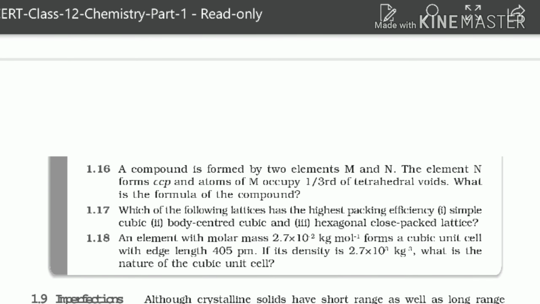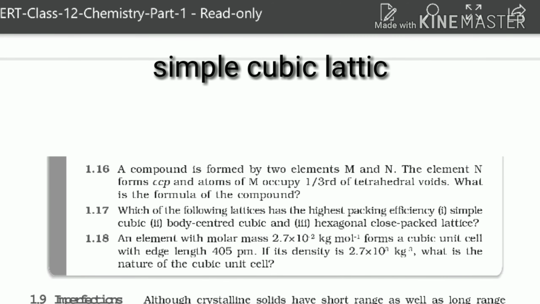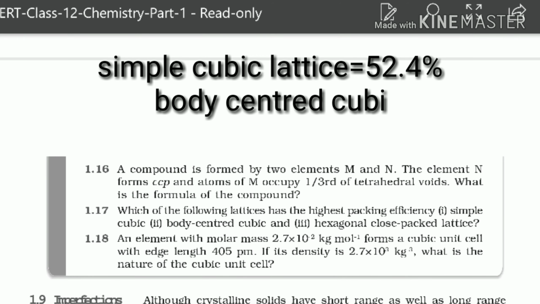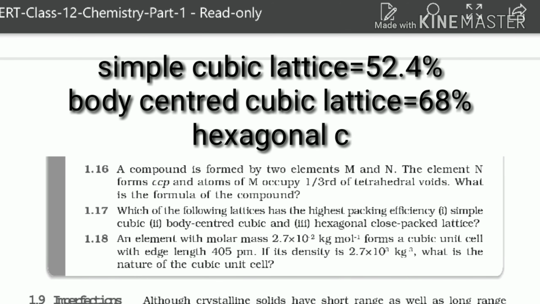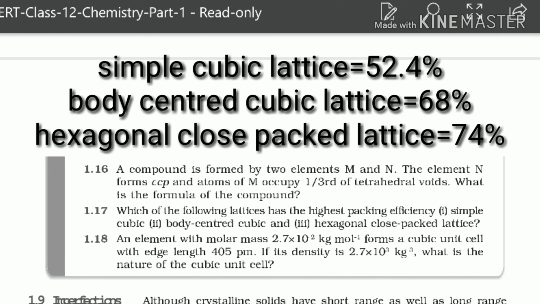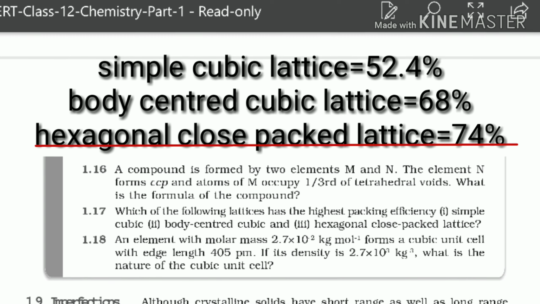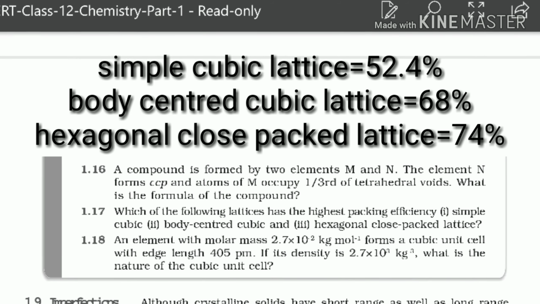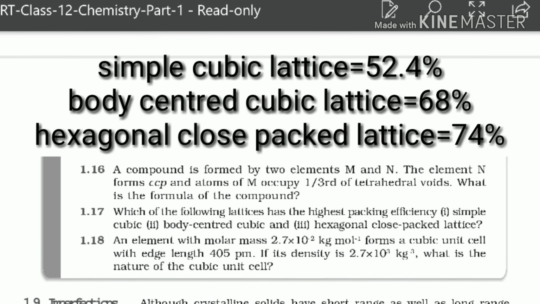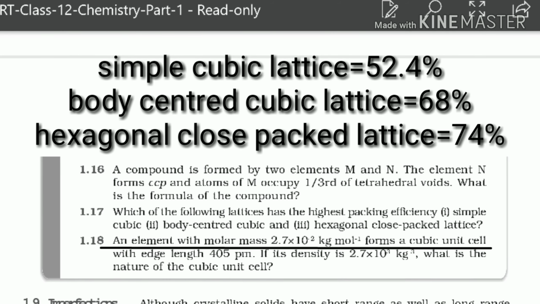We must know that the packing efficiency of simple cubic lattice is 52.4, that of body-centered cubic lattice is 68, and that of hexagonal close-packed lattice is 74. Hence, clearly the highest packing efficiency is of the hexagonal close-packed lattice. That means we can fill more and more number of spheres in this lattice as compared to the other two. Let's move to the next question.